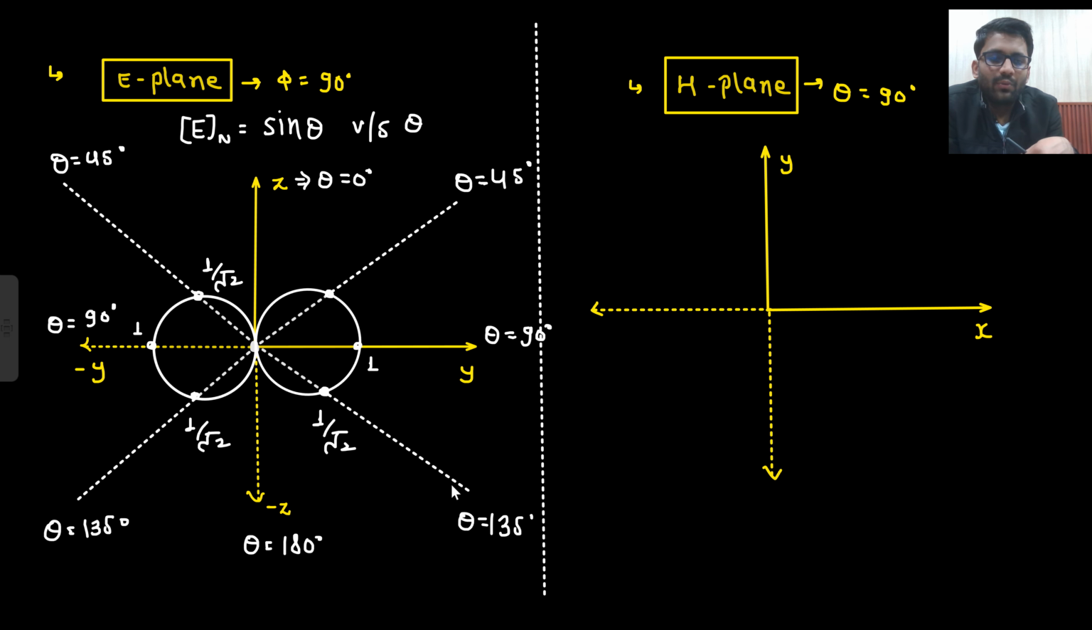In E plane, what do we do? In E plane, we put phi equals to 90 degree. And when I talk about phi equals to 90 degree, that means I am talking about YZ plane. Now I need to think about theta value. So theta value always is measured from Z axis.